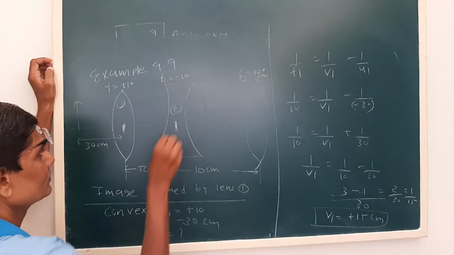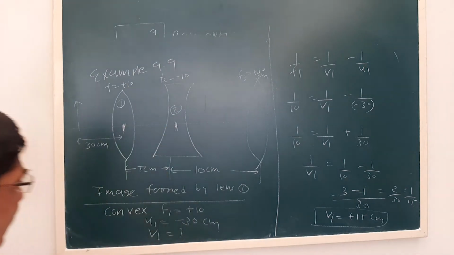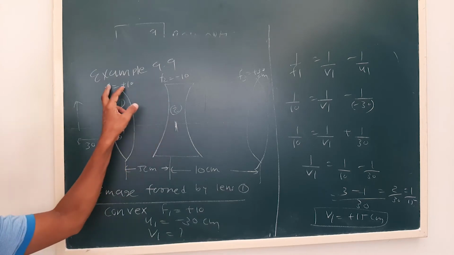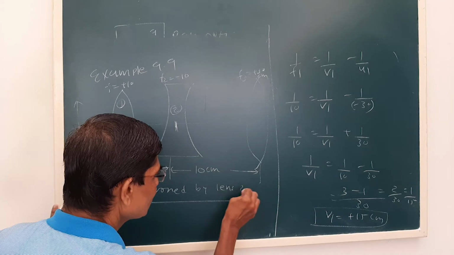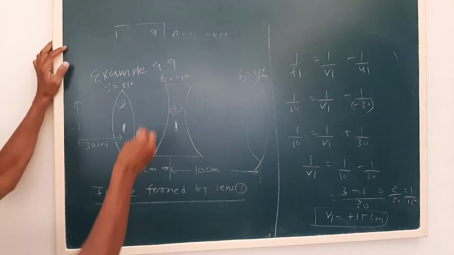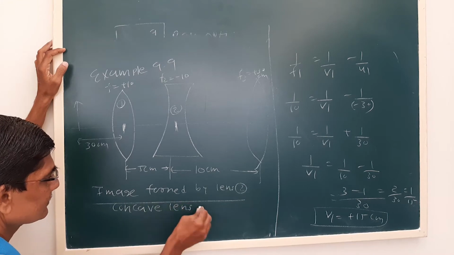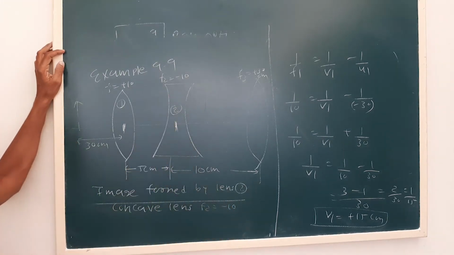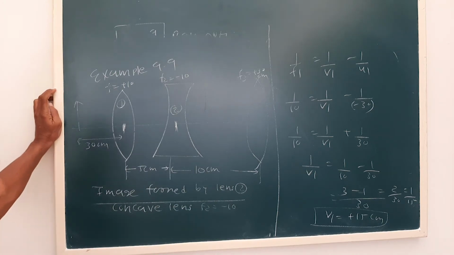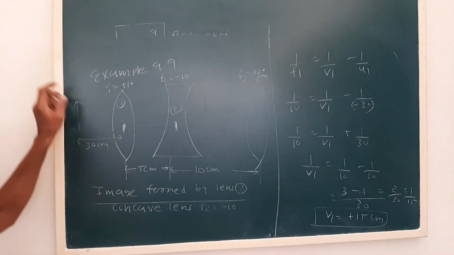Now next we have to calculate the image formed by lens 2. First we calculated the image formed by lens 1, that is a convex lens. Next we have to see the image formed by lens 2, which is a concave lens. F2 is minus 10. Now see, 15 centimeter is the distance from the center of the first lens.